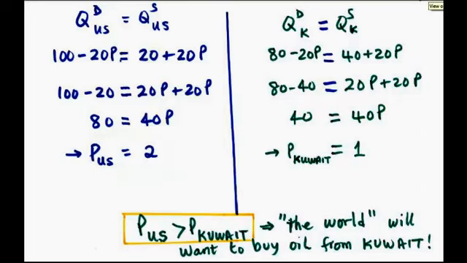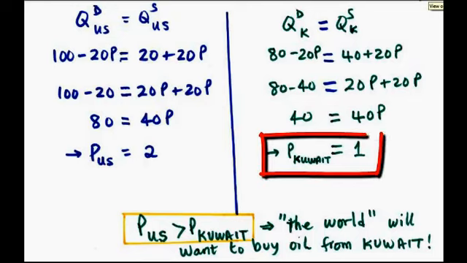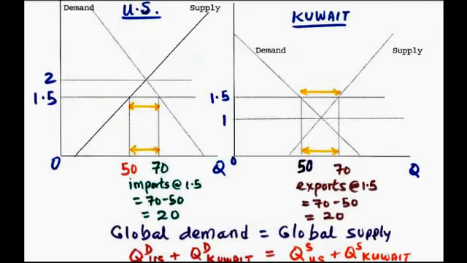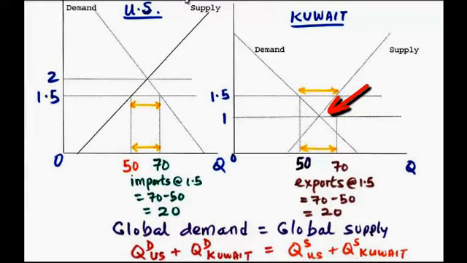When we do the same analysis for Kuwait, we get that the domestic market clearing price is 1. Once these countries become aware of each other, everyone would want to buy this product from the cheaper source, which is Kuwait. So that would make US consumers demand Kuwaiti oil. And as long as there is free trade allowed, then we should see the US importing oil from Kuwait.